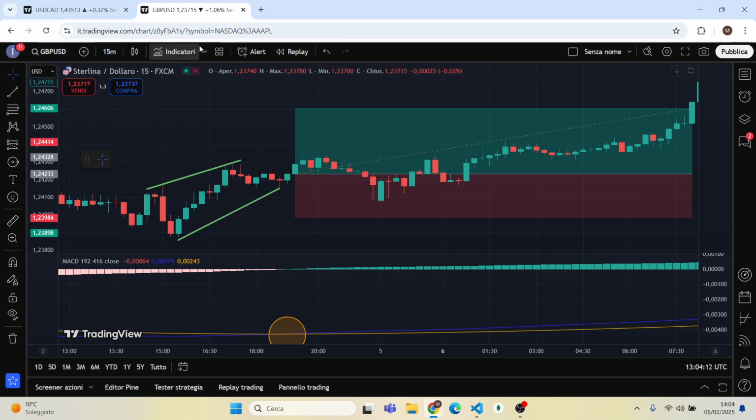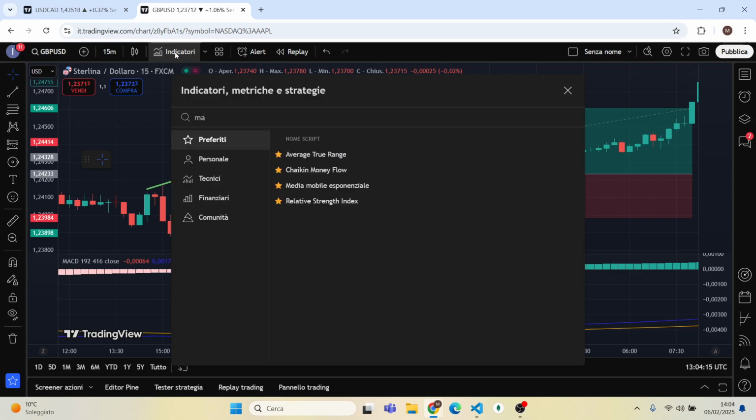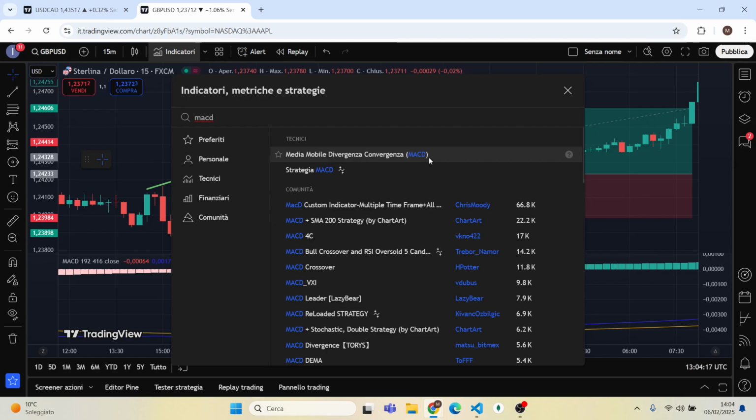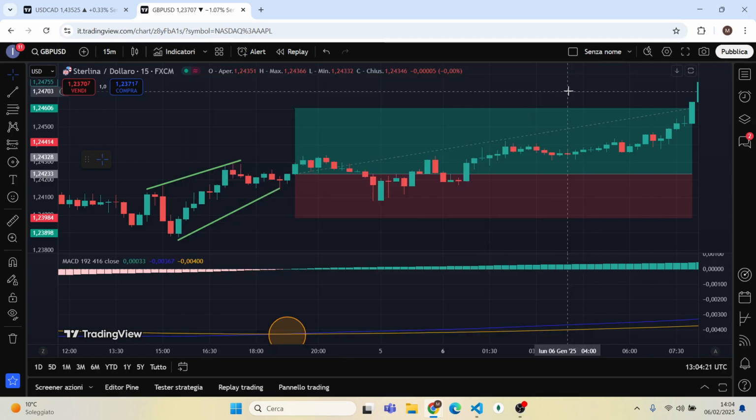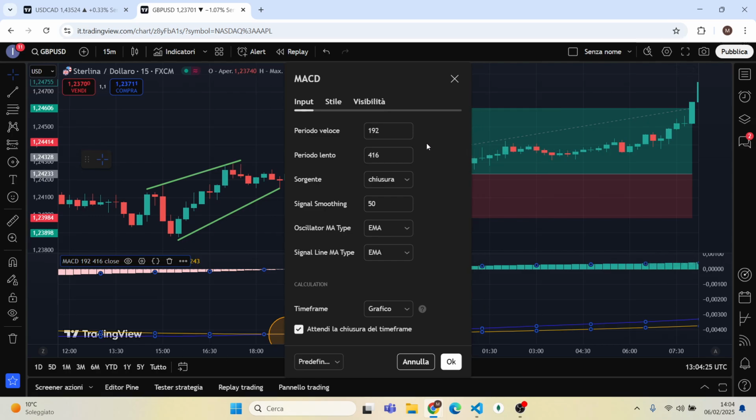Okay. What indicators will you need? Only one, MACD. So you search MACD on every platform you use. It is called MACD and it is this one. Then you have to change the settings to these values.